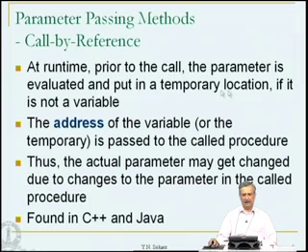What I have said here happens if the parameter is evaluated and put in a temporary location because it is not a variable, it is an expression. Of course, the address of this temporary variable is passed, but it is not of much use. But if we had only one variable as a parameter, then the address of that variable itself is passed to the called procedure. Thus, the actual parameter may get changed due to changes to the parameter in the called procedure. Such a mechanism is found in C++ and Java, it is not found in C.